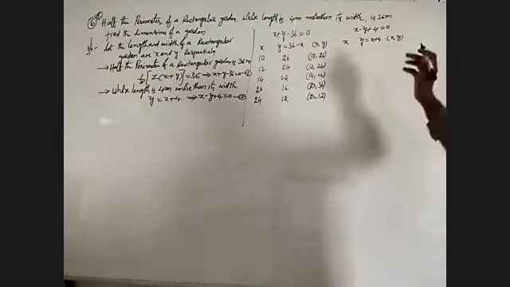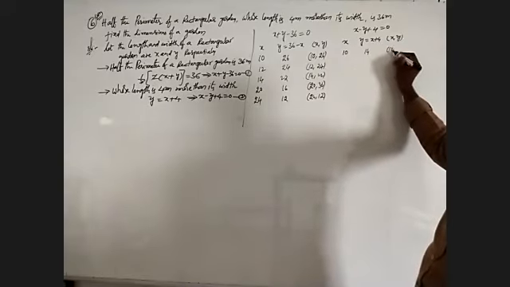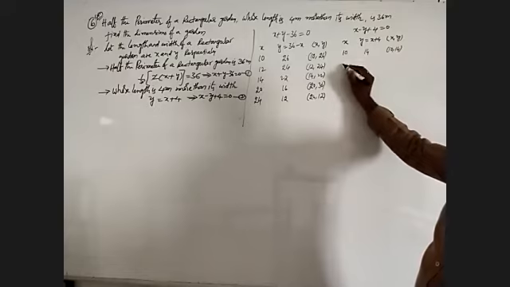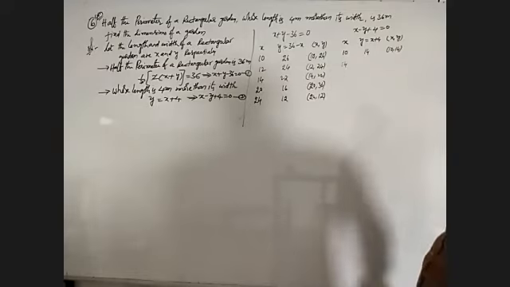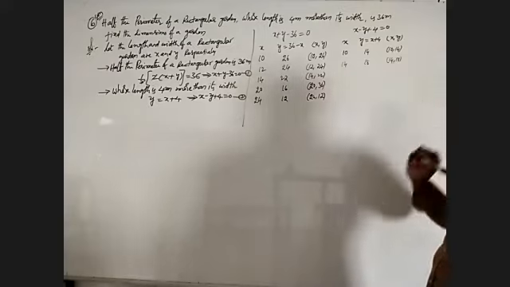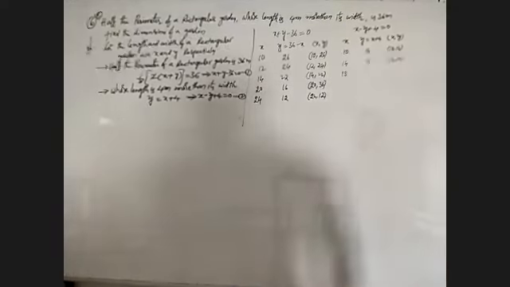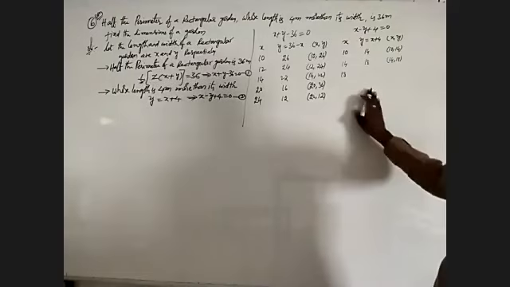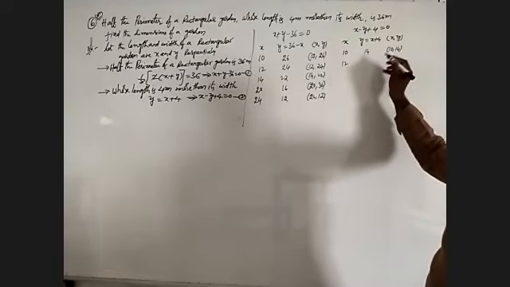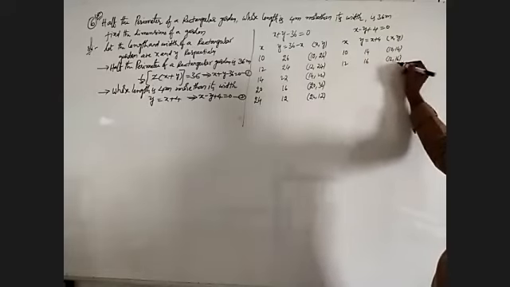After that we'll take x is equal to 10, y becomes 14. That is the point 10 comma 14. After that we'll take x is equal to 14, y becomes 18. That is the point 14 comma 18. After that we'll take x is equal to 12. Sorry, 12 plus 4 is equal to 16. That is 12 comma 16.